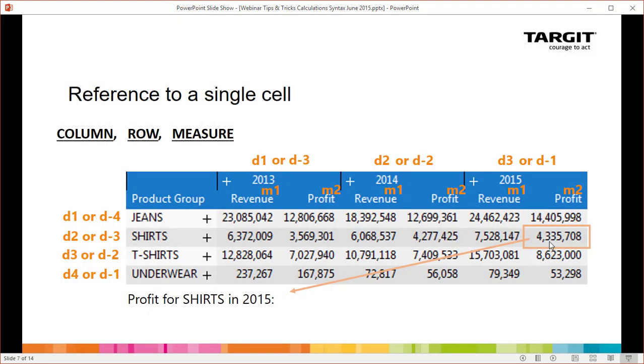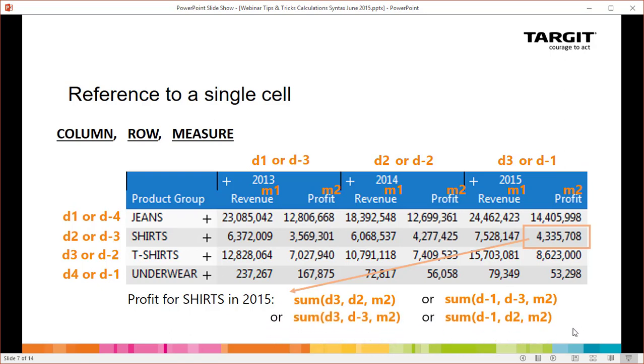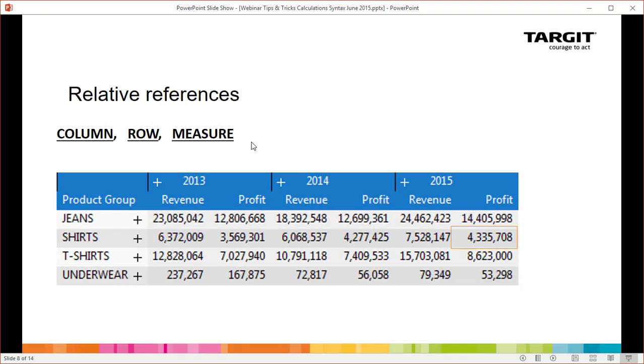Okay, moving on. This cell over here, 4.3 millions, which is profit for shirts in 2015. What is the syntax for that? Well, you can again use a sum function here. D3 for my third column, D2 for my second row, and then M2 for my profit measure. You could also put it like this. So D-1, last column, D-3, third last row, still M2. Or you can actually put in any combinations of those two if you like. It'll result in the same thing.